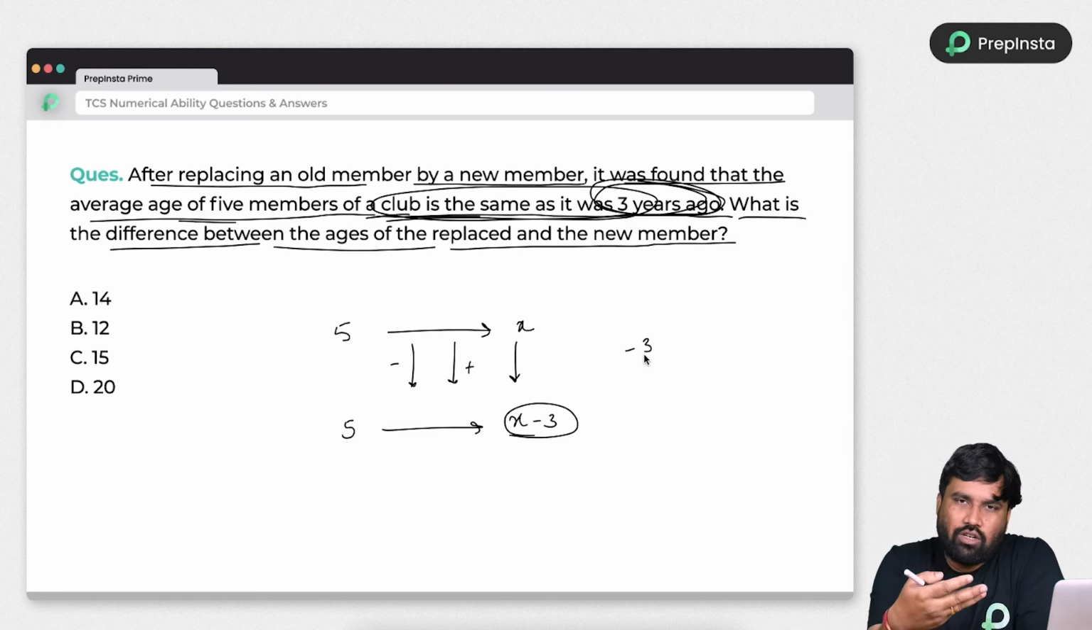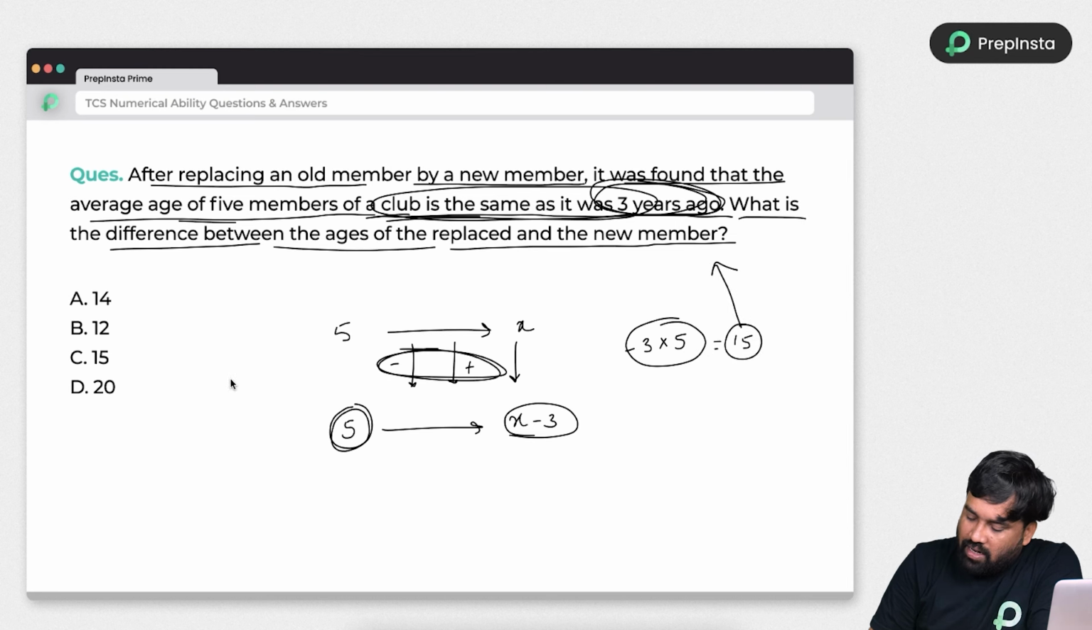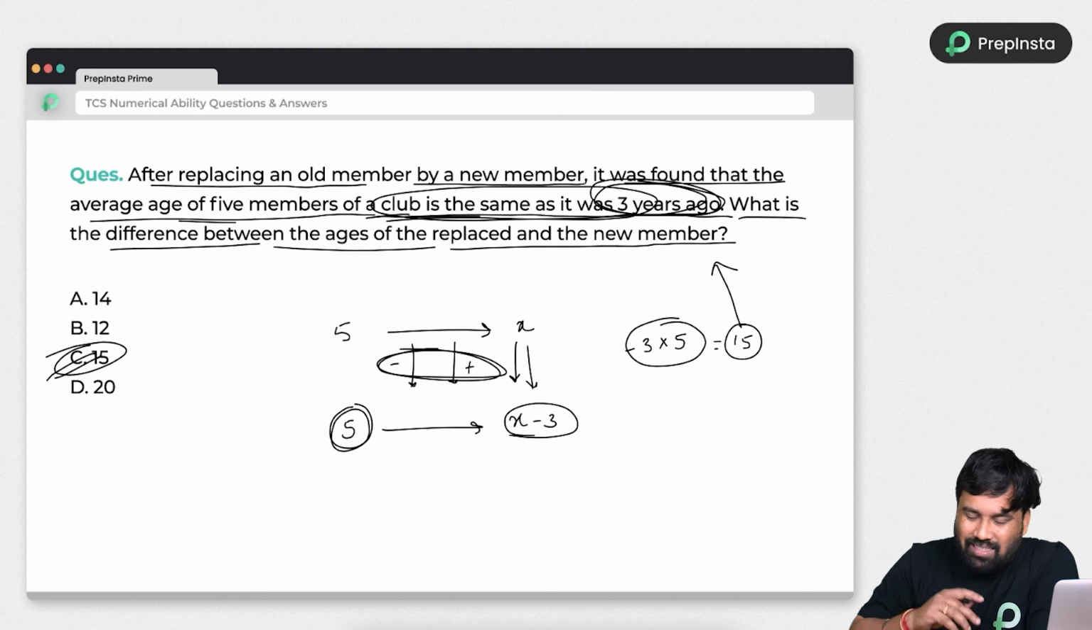So this is the way you need to approach this type of problem. So how many members are there? 5 members. So 3 years each and 5 members. So a total of 15 years is the age difference between these two candidates. That's why this 15 years difference came. So answer C is correct.